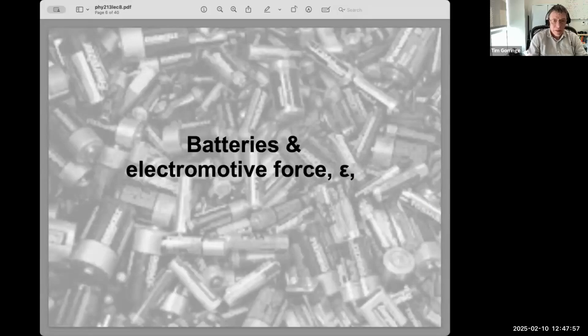So the first topic is batteries, and part of that first topic is electromotive force, for which we give the symbol epsilon. So what is a battery? What does it do? What is the electromotive force? What does it do?